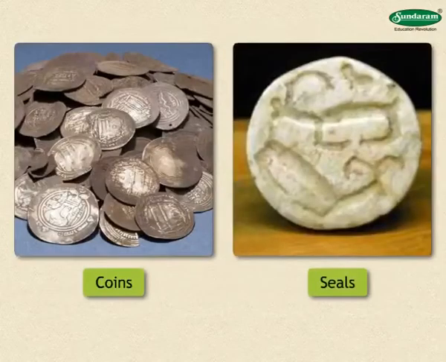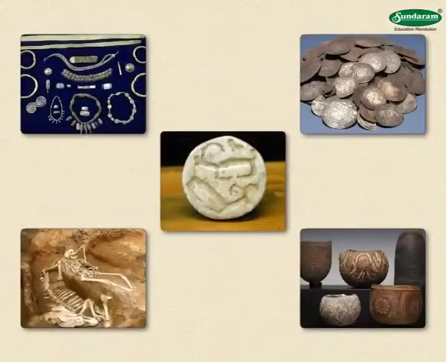Coins and seals are found. All these give us some information about human activities and the stages of progress made by mankind. All these are called material sources.